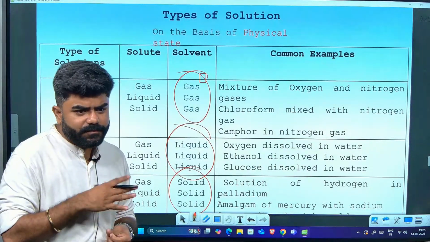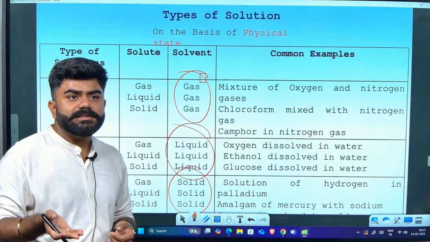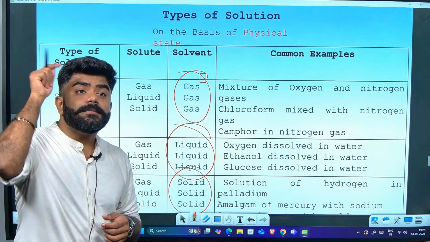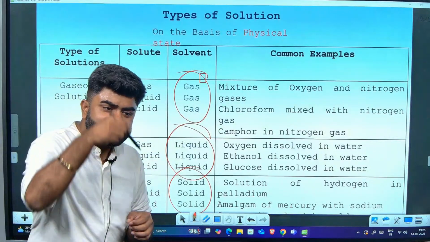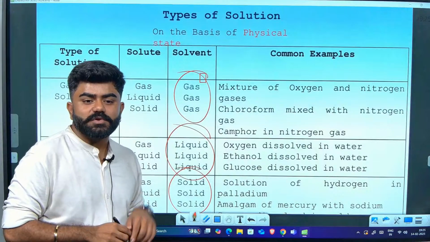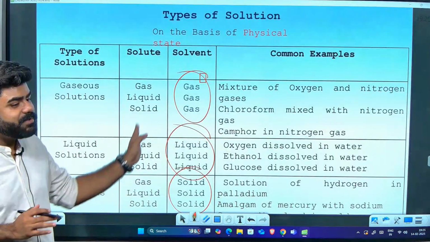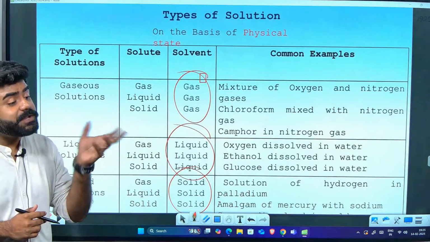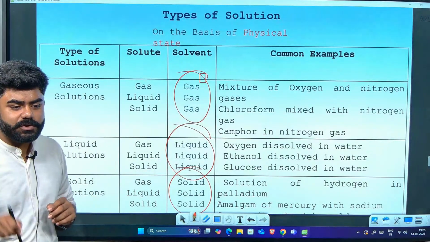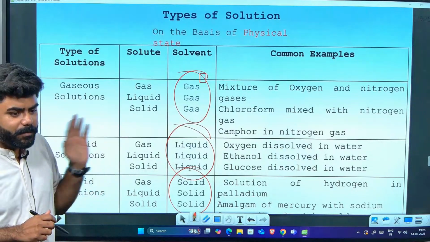Is it easy to dissolve? Not at all. It won't easily dissolve. So what do we have to do? We have to give some pressure to the gas such that it dissolves inside. We will see the role of pressure in the dissolution of gas further, in this chapter itself.